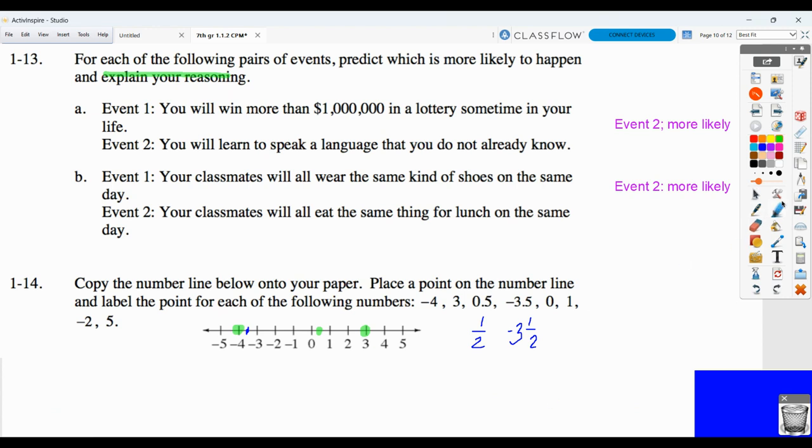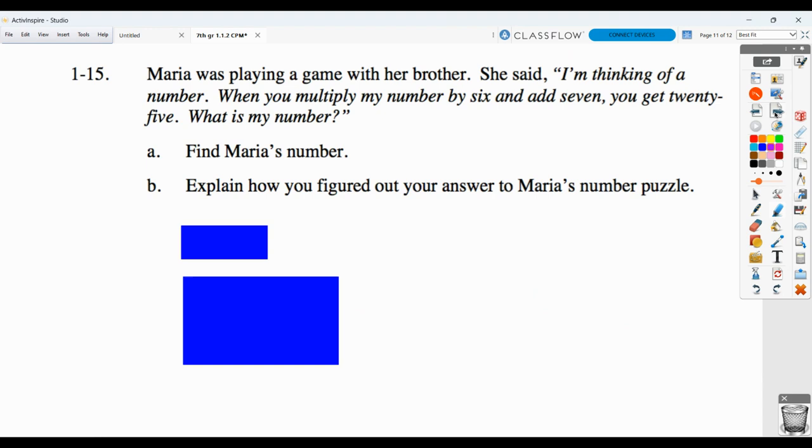0, of course, is located, and I'm going to make these different colors just so you can see them all. 0 is located there. 1 is located here. -2 is located here. And 5 is located here. So somehow you need to mark that you know where those would be located on a number line.